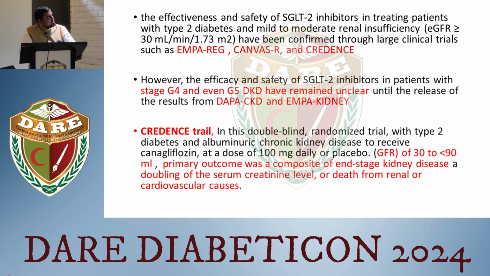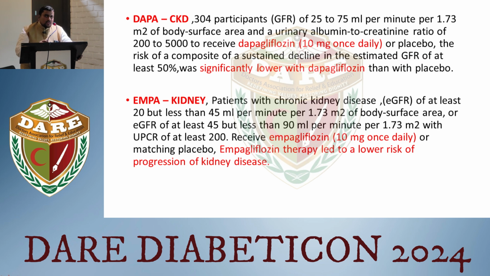In the CREDENCE trial, a dose of 100 mg of canagliflozin was compared against placebo, in a subset of patients having GFR of 30 to 90. The primary outcome was a composite of end-stage kidney disease and doubling of creatinine. And it showed a beneficial effect with the SGLT2 inhibitor. Likewise, DAPA-CKD also compared dapagliflozin against a placebo, with EMPA-REG emphasizing that even in patients with low microalbuminuria of 200, the effects still outweighed the placebo effect.